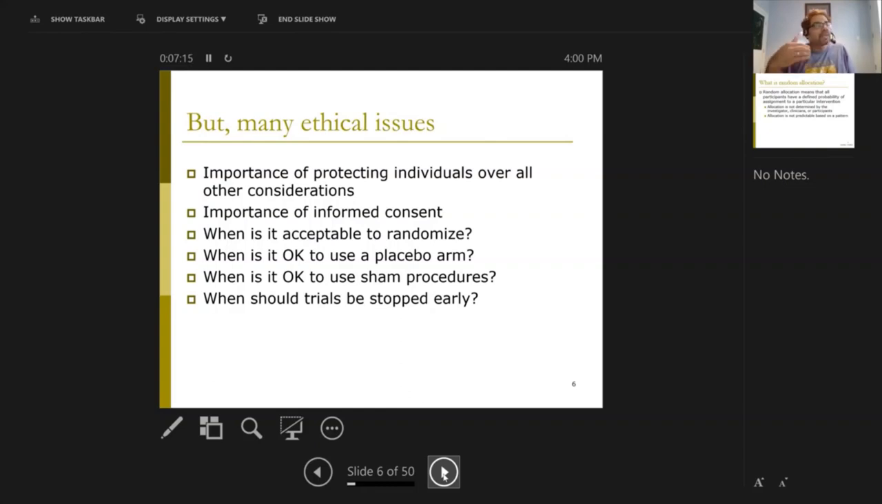When should trials be stopped early? When equipoise is disturbed, when we no longer have an equipoise, the trial may have to be stopped early. For example, during the course of a trial, during interim analysis, we might find out that the medicine actually works very well. And that's what happened to the circumcision trials. They found during interim analysis that those men who were circumcised had a much lower risk of getting HIV. And because of that, all three randomized trials on circumcision were stopped midway, and everybody was offered circumcision.